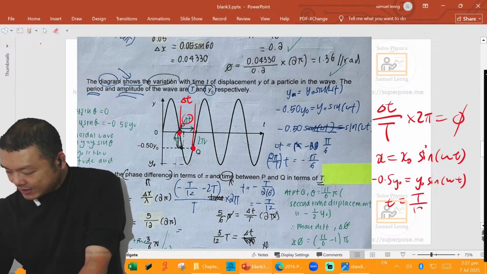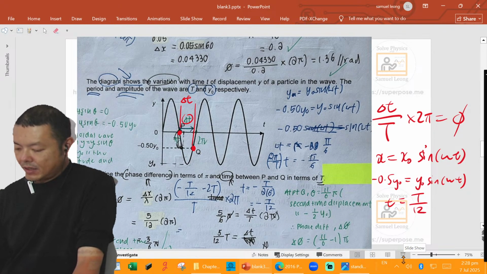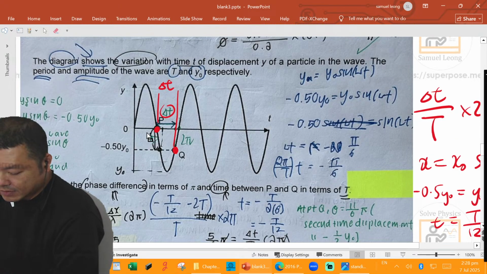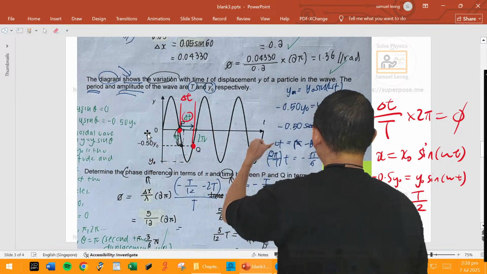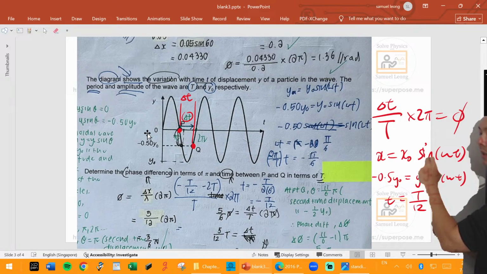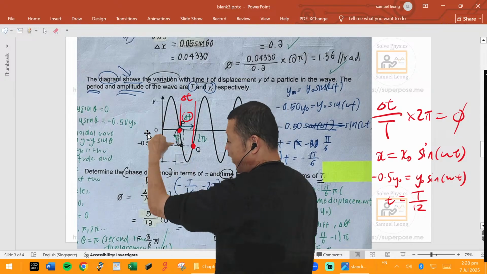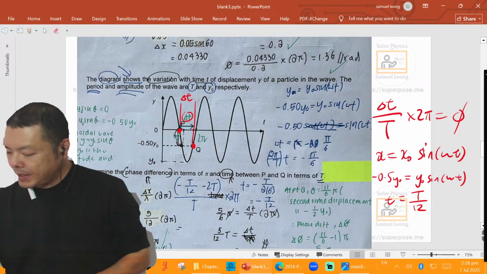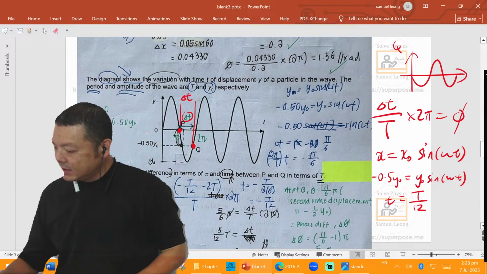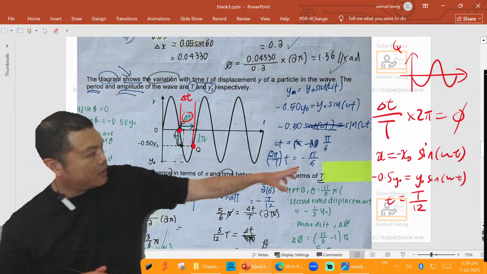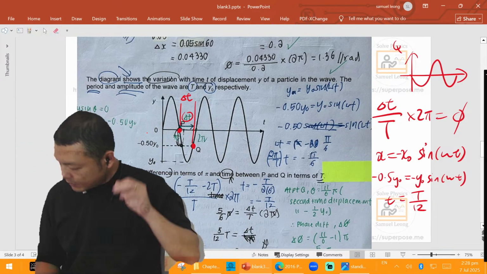Oh, so just t over 12, is it? Don't leave the minus sign inside. Why is there a minus sign? If you're using sine, and we're trying to find the time taken for particle Q to go from equilibrium downwards, then that is a negative sine graph. That means you're taking Q to behave like this, where it goes down. So you leave the negative sign there, and the negative sign on both sides will cancel off. Anyway, t equals t over 12.